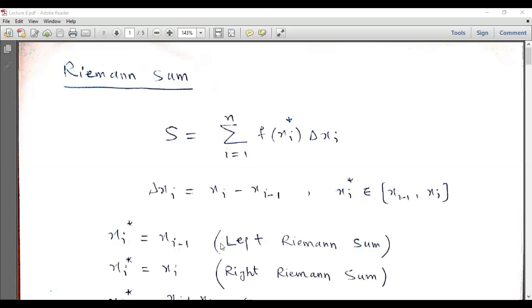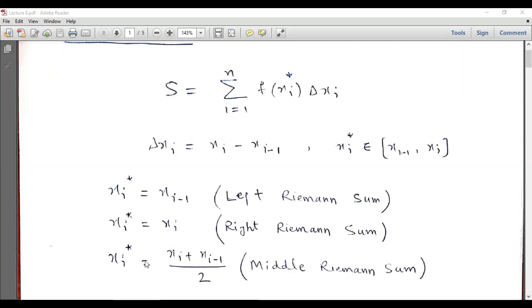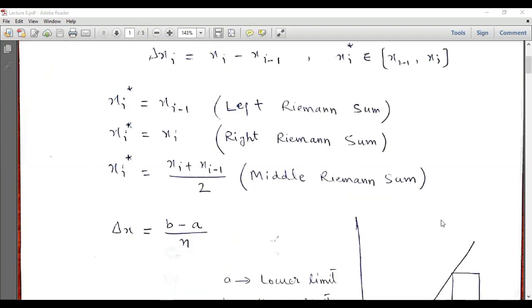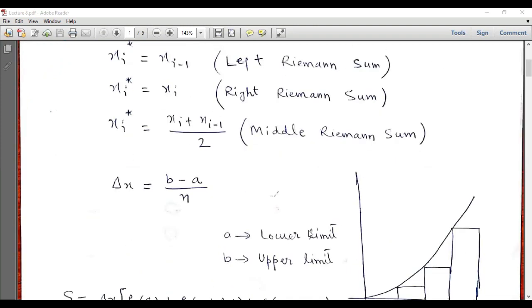If we assume that this xi star is equal to xi minus 1, that will be called the left Riemann sum. If we assume that this xi star is equal to xi, then that will be called the right Riemann sum. And if this xi star is equal to the mean value of xi minus 1 and xi, then that will be called the middle Riemann sum. This middle Riemann sum is also called the trapezoidal rule, which we will discuss later.